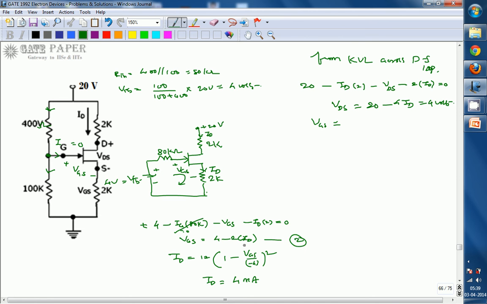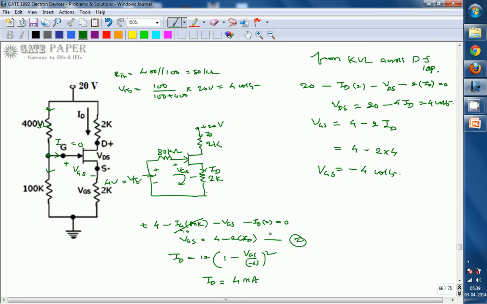And the VGS value, from the second equation, is VGS equal to 4 minus 2 times ID. So 4 minus 2 into 4, which is 8 subtracted from 4, so this will be equal to minus 4 volts. VGS is equal to minus 4 volts and VDS is equal to plus 4 volts. So these are the answers: ID is 4 milliamperes, VGS is minus 4 volts, VDS is plus 4 volts.